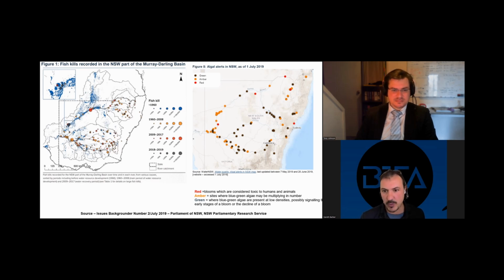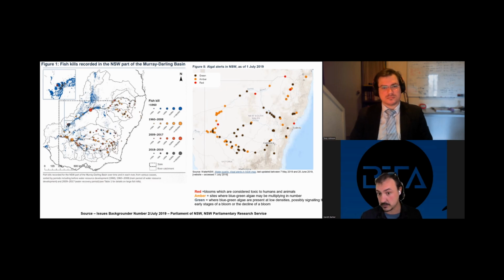So it's not like we can just focus on the Murray-Darling river system here. All the tributaries that flow into and out of it are also important, because that's where urbanization is coming from as well. The water's got to go somewhere, and all roads lead to the ocean.